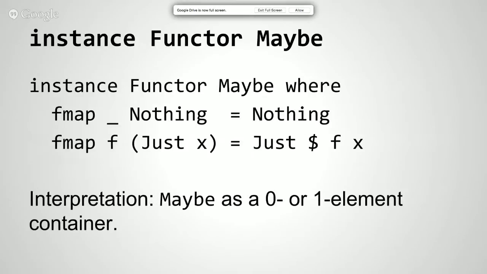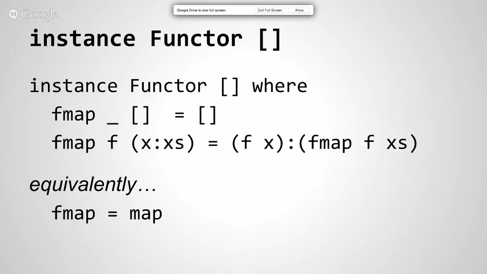So Maybe is a functor. If you fmap anything over Nothing, you just get Nothing. And if you fmap an f over Just x, you get Just (f x). So the interpretation there is that Maybe is a 0 or 1 element container, and you're doing the same thing as you do when you map across a list. List is a functor. I think we all know how that's going to play out. fmap is just map. So it maps the empty list to itself, and it maps x cons xs to f of x cons fmap f xs.